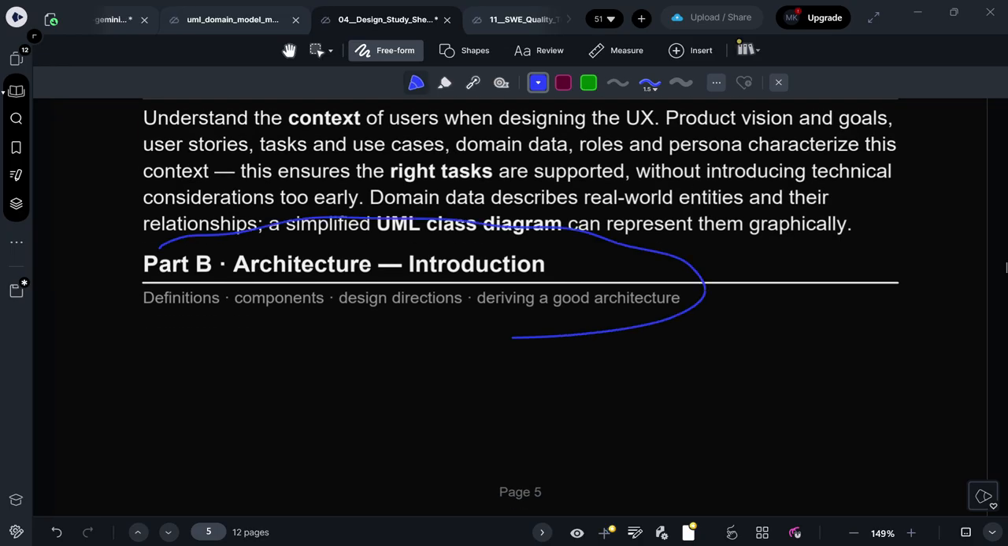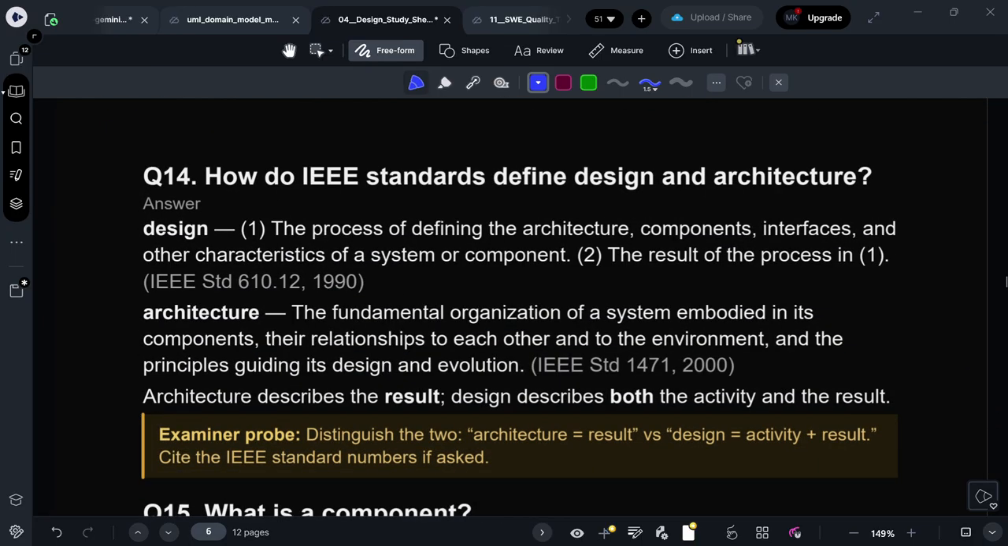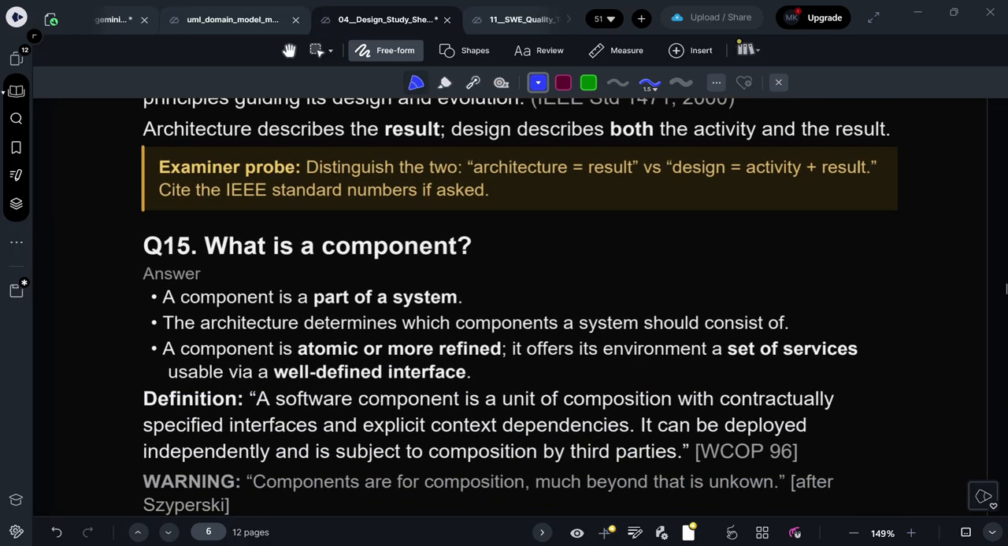Then we have part B, which is architecture and introduction. How do IEEE standards define design and architecture? Design is the process of defining the architecture, components, interfaces, and other characteristics of a system or component, and the result of the process, in IEEE STD 610.12.19.1920. Then we have architecture: the fundamental organization of a system embodied in its components, their relationship to each other and to the environment, and the principles guiding its design and evolution. Architecture describes the result. Design describes both the activity and the result.